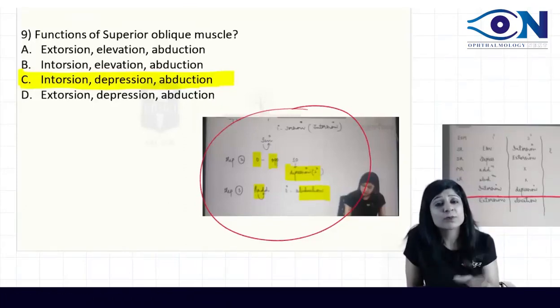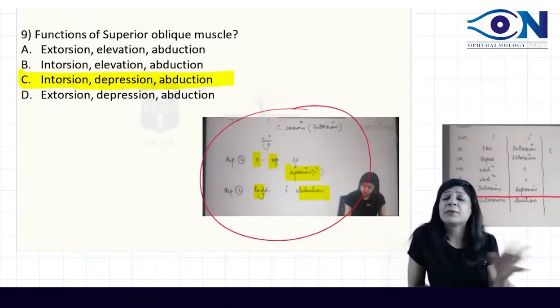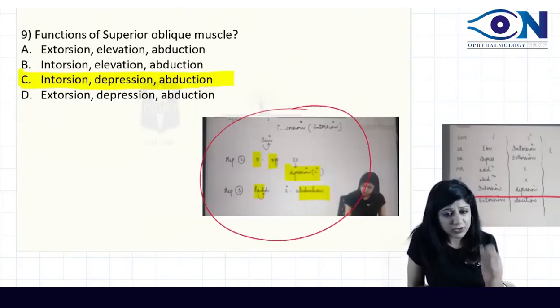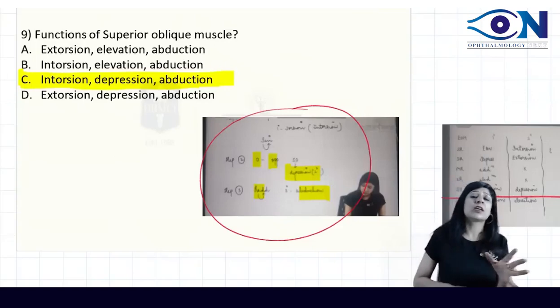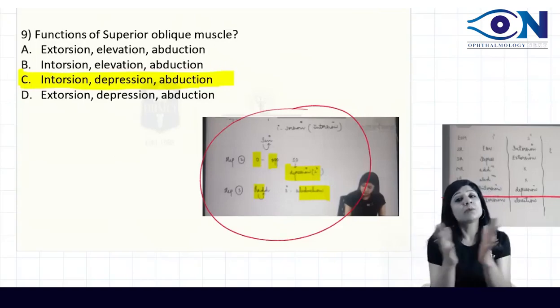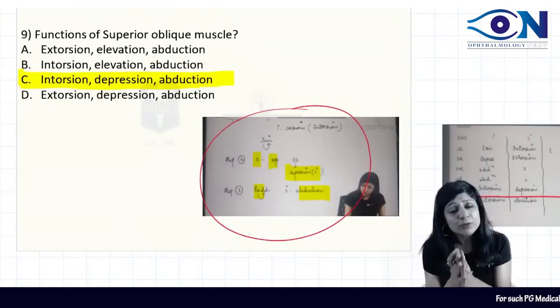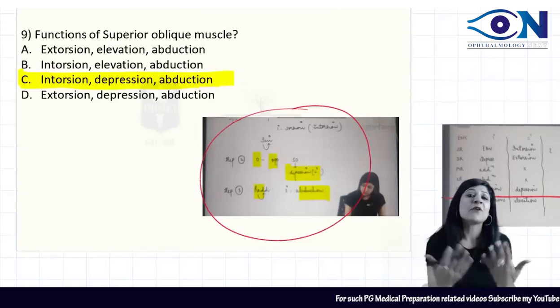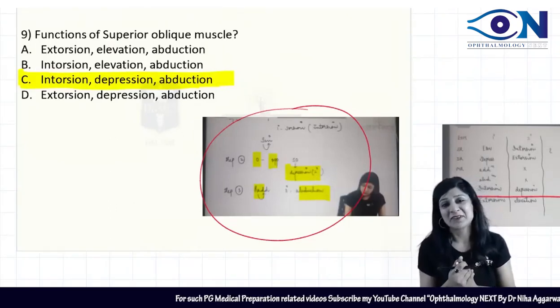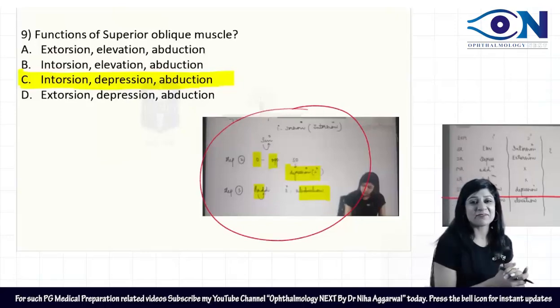Okay, whatever your mistakes were, whatever happened, let it go. Now pull your socks up and work on your weaknesses, so that you do not repeat your mistakes, and you come out with flying colors in your next paper. So thank you and happy ophthalmology.